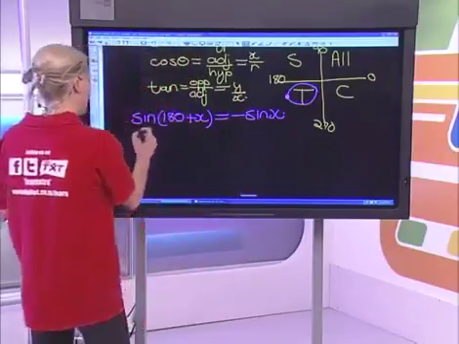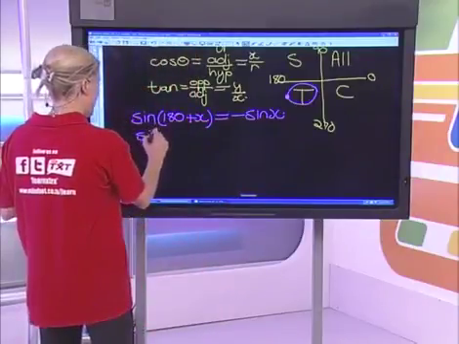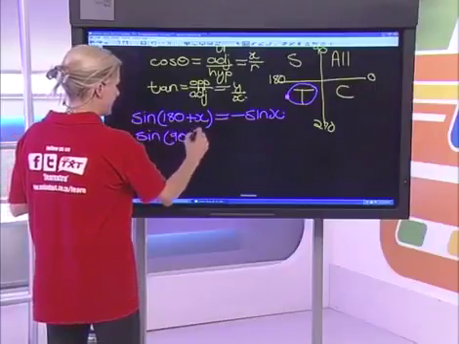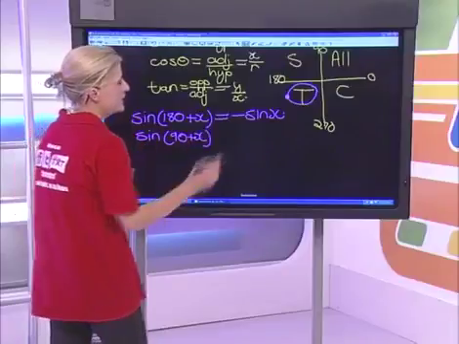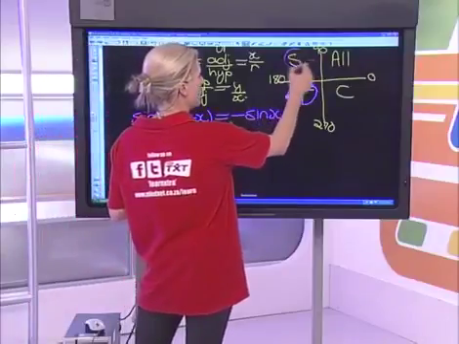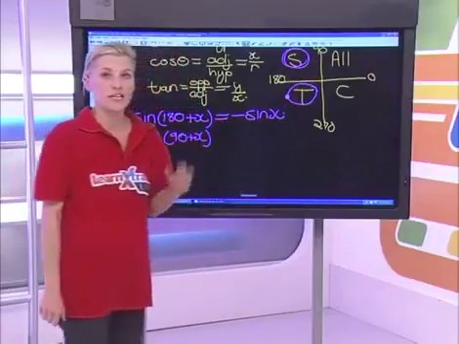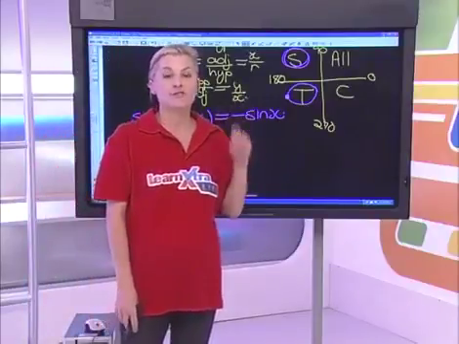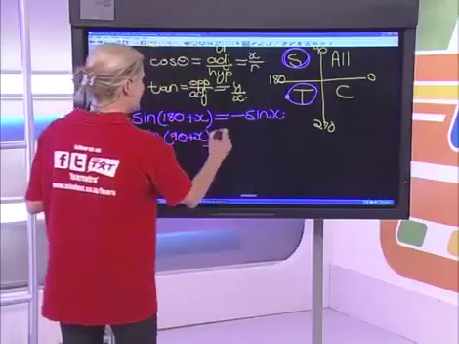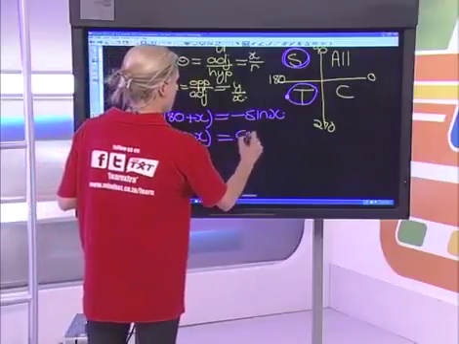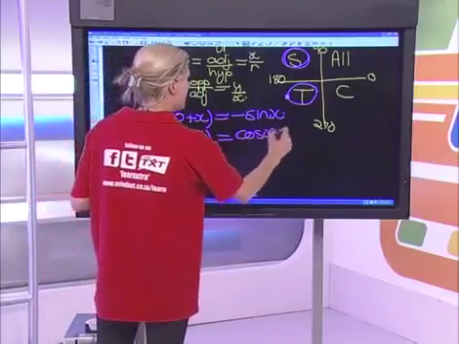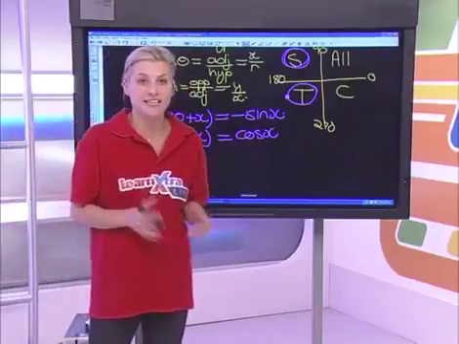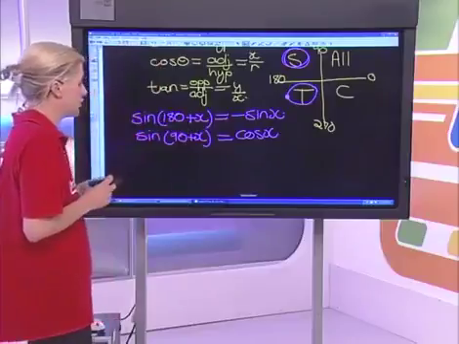Now, let's not forget about our co-functions. Sine of 90 degrees plus x. Right? So that is in the second quadrant. Now, that's not a problem at all. Sine is positive in the second quadrant, but we have to remember that sine changes to cos. So sine of 90 plus x will change to cos x. Even if it's 90 minus x, it'll still change to cos x.